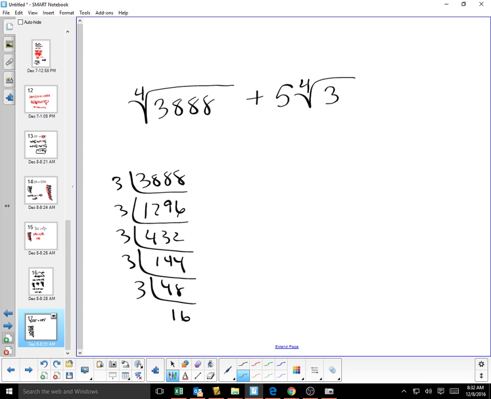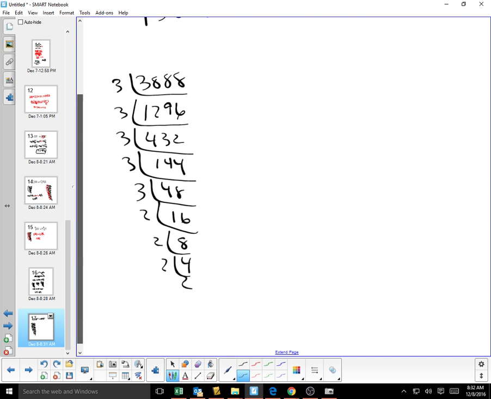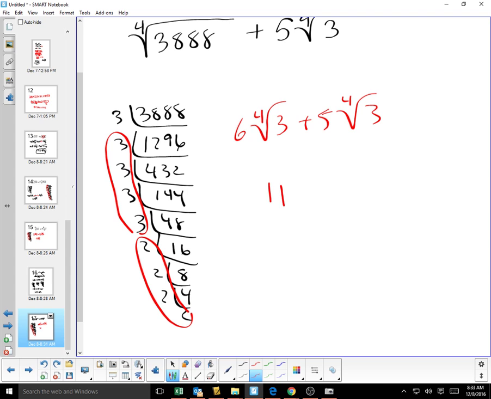I can't divide 16 by 3, but I can divide it by 2. That's going to give me 8, 4, 2, 2. Is this a square root? Fourth root. Okay, so 1, 2, 3, 4. So it's going to be 6 on the outside, right? Yes. So it's going to be 6 fourth root of 3 plus 5 fourth root of 3, for 11 fourth root of 3.